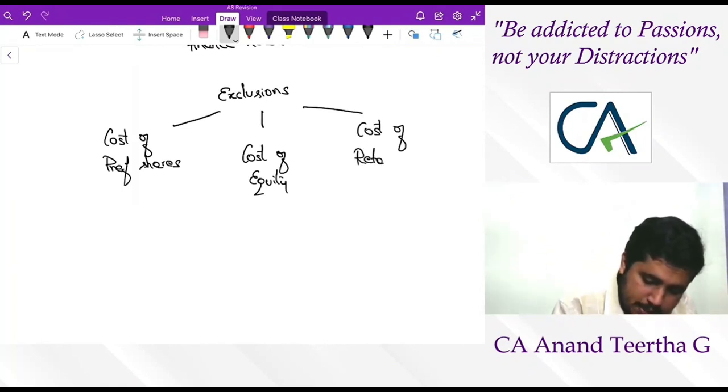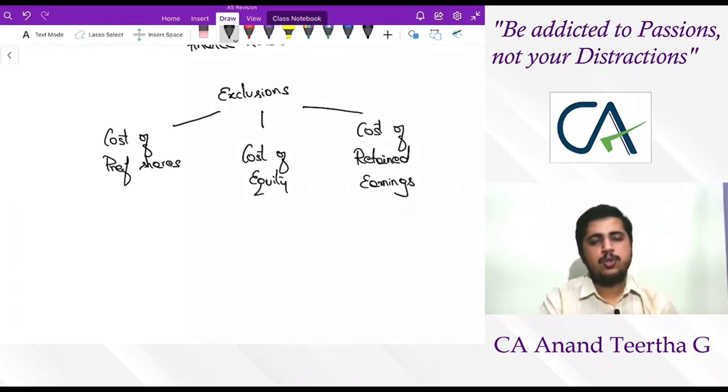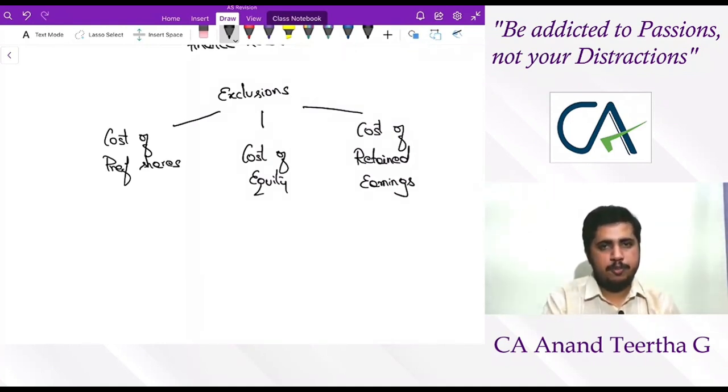All these things are mainly covered in cost of capital of your FM topic. Over there you talk about cost of preference, cost of debt, cost of equity, cost of retained earnings, then weighted average cost of capital. Here for AS 16 purpose, only cost of debt comes into the picture. Other elements are excluded from the discussion of borrowing cost.